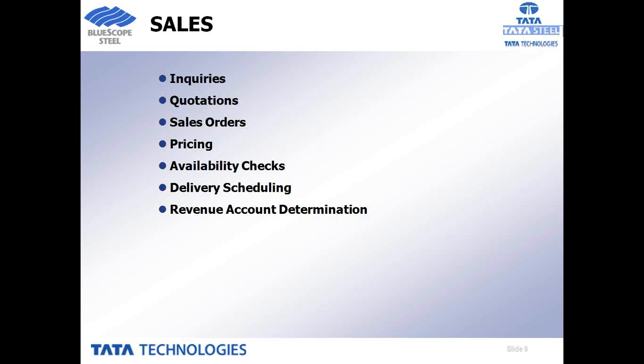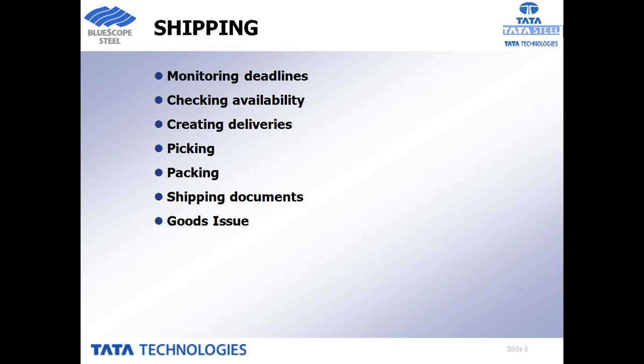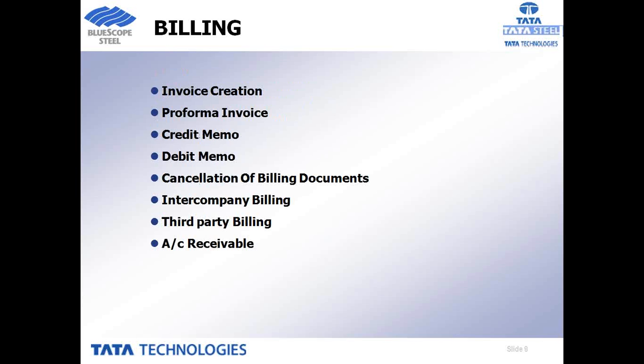You can see this. They have inquiries, quotations, orders, pricing, checks, delivery scheduling, and revenue account. So this is the flow of the typical sales mechanism. This is shipping: monitoring the deadlines, checking the availability, creating the deliveries, picking, packing, shipping documents, goods issues, etc. You can see this again in billing. What is going to happen? Third party, intercompany billing, debit memo, credit memo, pro forma.